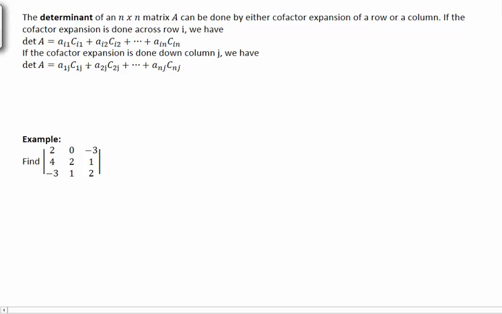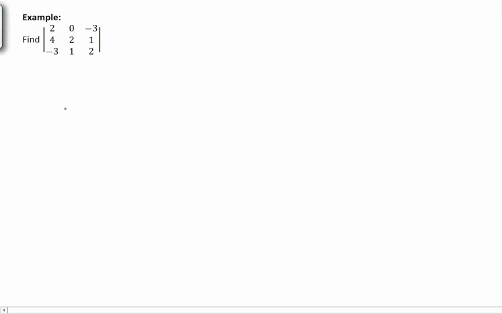Once we pick a row or a column, we'll write down the first entry in that row or column times the cofactor. We'll then write down the next entry in the row or column times the cofactor, the next entry times the cofactor, and so on and so on. So here's an example. The first step is to pick a row or a column to expand down. Anytime you see zeros, I suggest you pick that row or column. So here we should pick either the first row or the second column. I'm going to go ahead and do the first row.